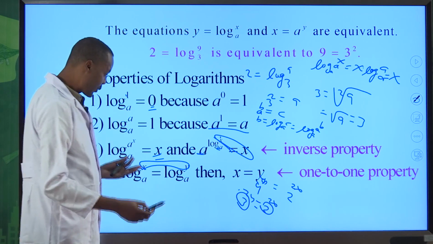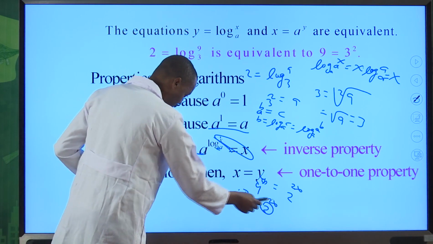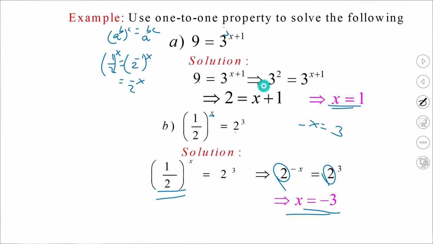Because in order to equate the exponents to each other in a similar way that we did before, for example, we have 3 to the power of 2 equal to 3 to the power of x plus 1. Then, because the bases are the same, 3 and 3, we took 2 equal to x plus 1. 2 is equal to x plus 1. Then from that one, we already got x to be equal to 1. The bases must be the same in order for us to equate the exponents.